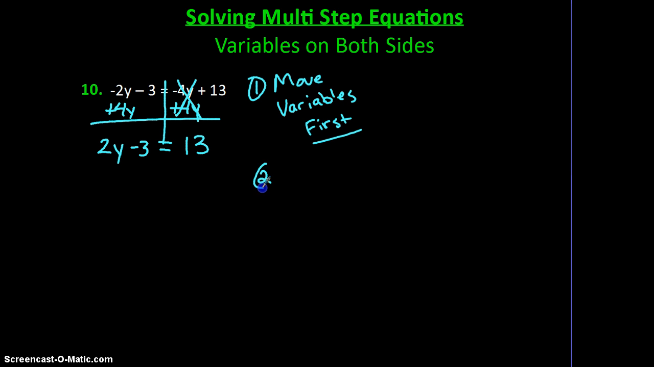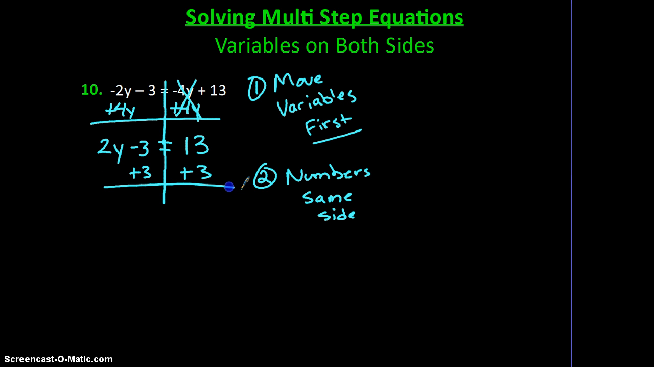Next, we have to make sure that our numbers are on the same side. So in this case, we put all of our variables on the left-hand side. We don't have a y on our right-hand side here, so we have to take the negative 3 and we have to move it from the left side to the right side. And this is what we talked about before. We're going to add 3 to both sides. And that's nothing new because we've solved equations that way.